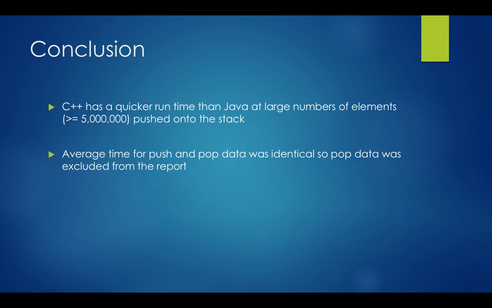In conclusion, the graph and the data collected showed that C++ has a quicker runtime than Java at large numbers of elements pushed onto the stack, i.e. greater than or equal to 5 million. The average time for push and pop data was identical, so pop data was excluded from this report.